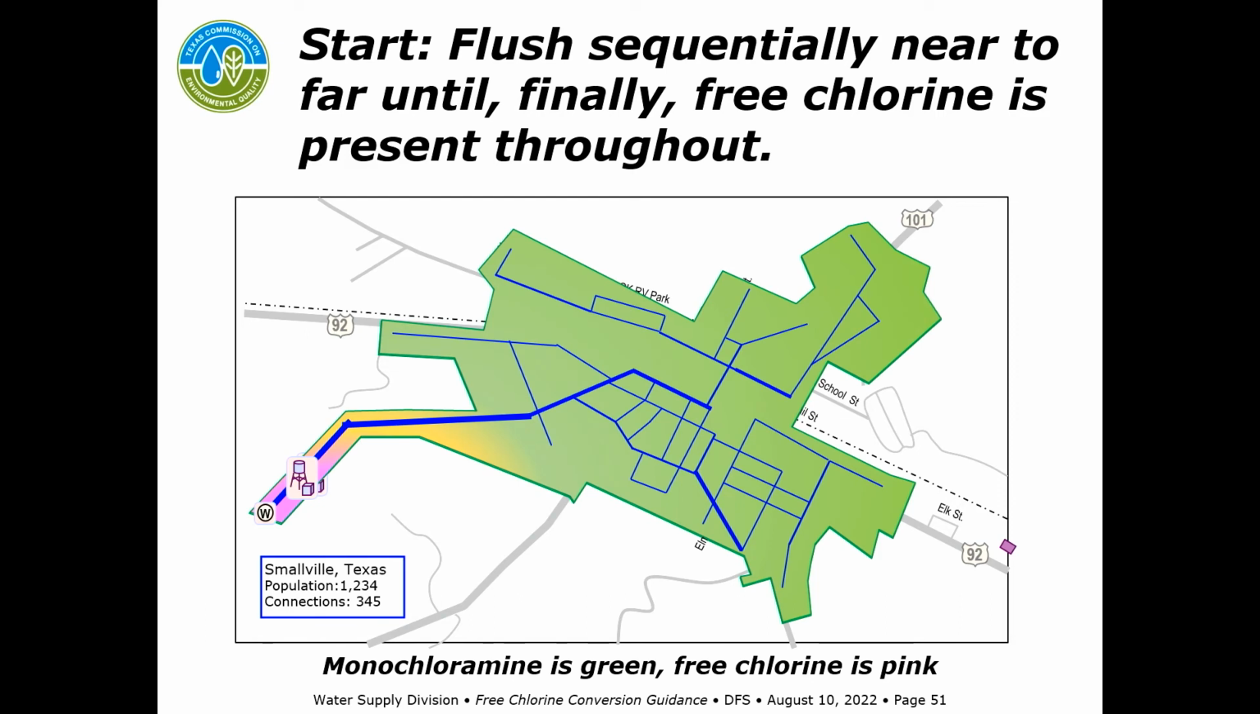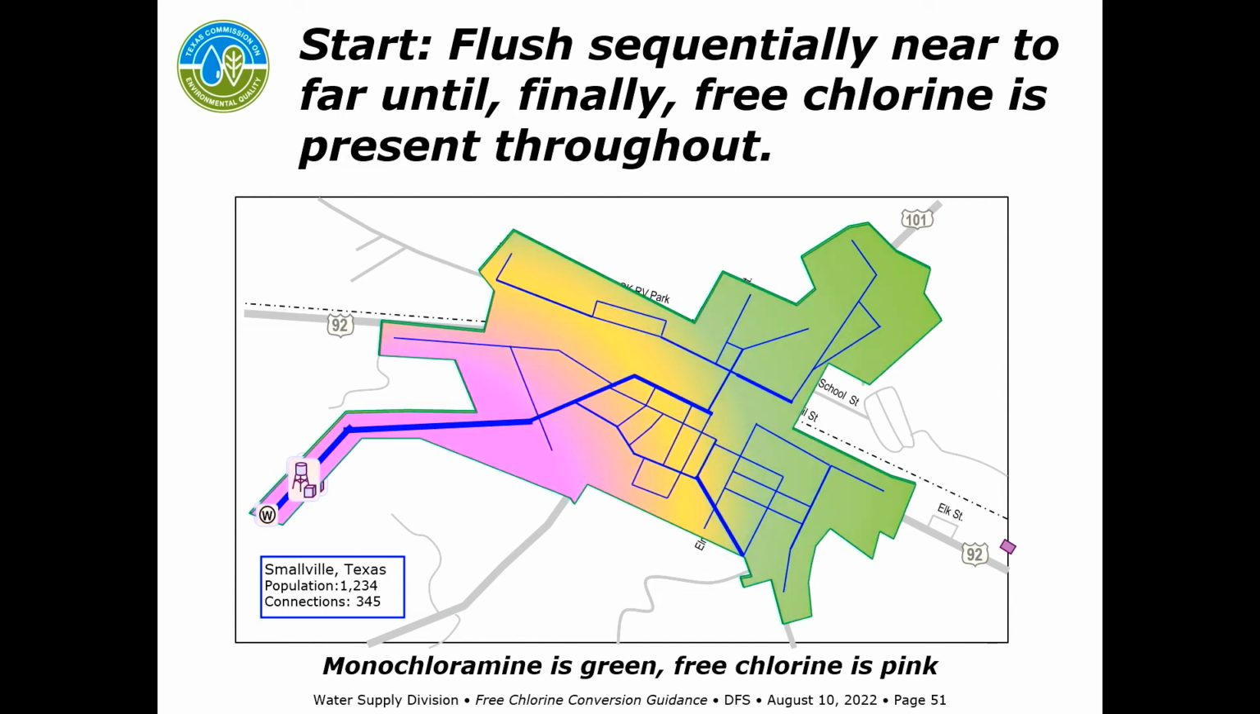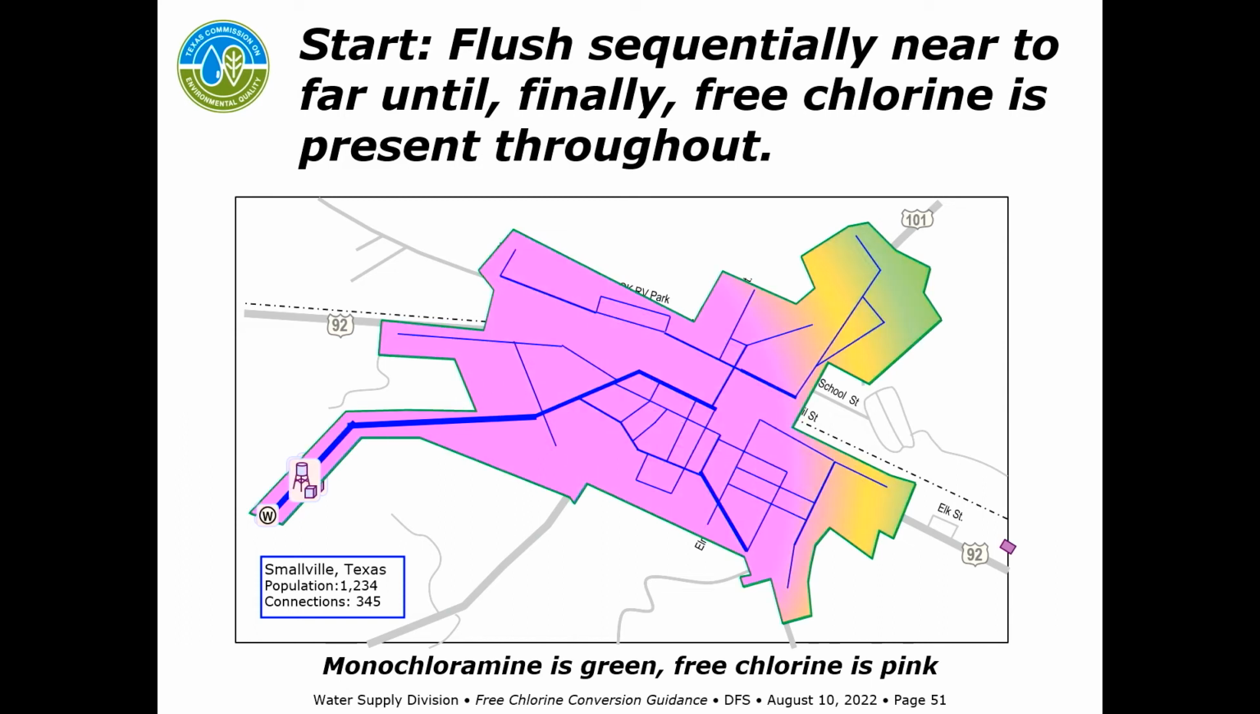So in this, let's pretend this is just the start of the conversion. The green here is monochloramine, and pink is free chlorine. And so the free chlorine is just starting to come into the system. And in here, you've got a mix of, maybe not free chlorine, but those dichloramines and trichloramines. So as you're flushing through, you'll get your first points flushed through in a good manner, a good residual. And then you go to the next points. And then, of course, you've got it flushed all the way through the system.